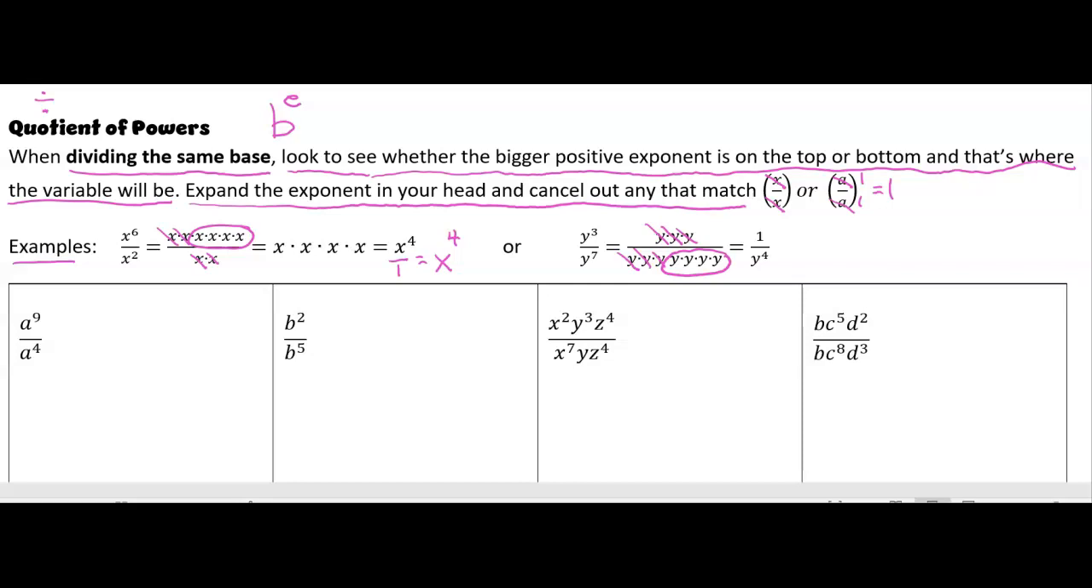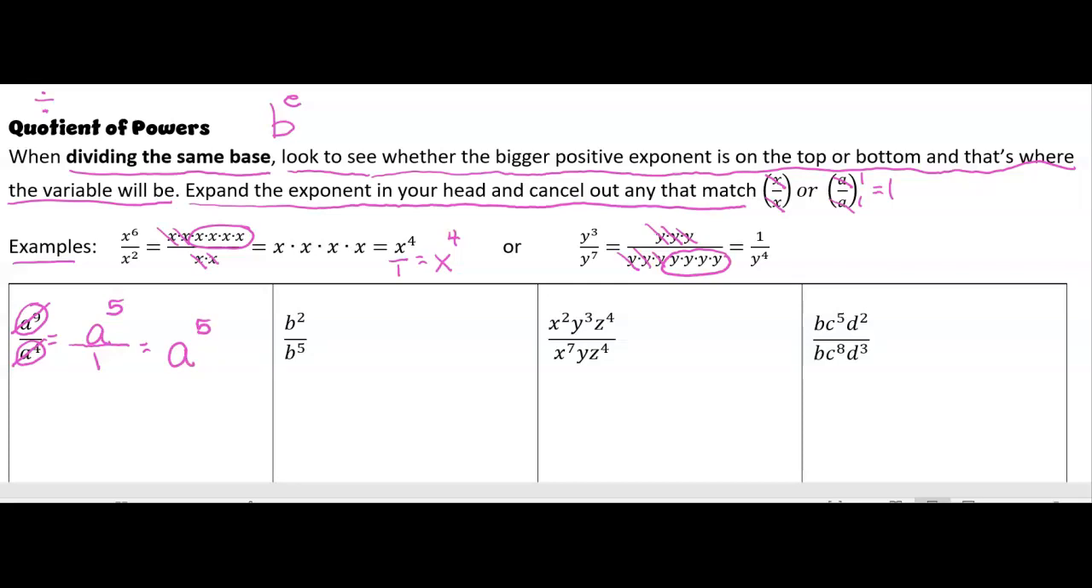Okay, so here's one. We have a to the 9th over a to the 4th. If I expanded that, I would have 9 a's on top, 4 a's on the bottom. So in my mind, what I always say to myself is, then the 4 a's in the bottom cancel out 4 of the a's in the top, and I have a to the 5th left in the top. I would have a 1 left in the bottom, but a to the 5th over 1 is simply a to the 5th, and that's it.